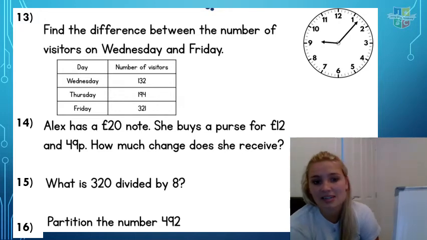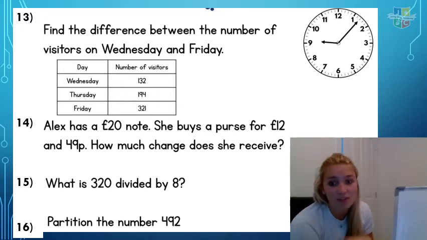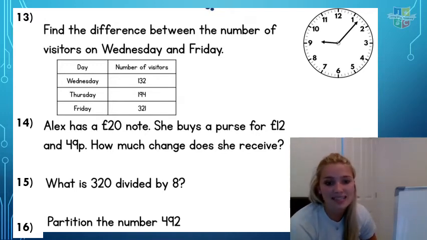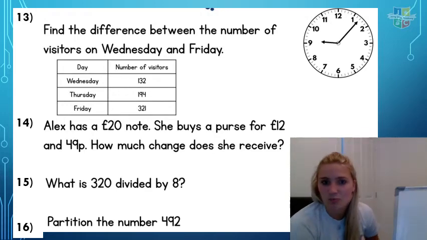What is 320 divided by 8? So think about what you can see, maybe what you could do first of all before you divide it. And then you'll partition the number 492 into the 3 numbers that your hundreds, tens and ones would be.